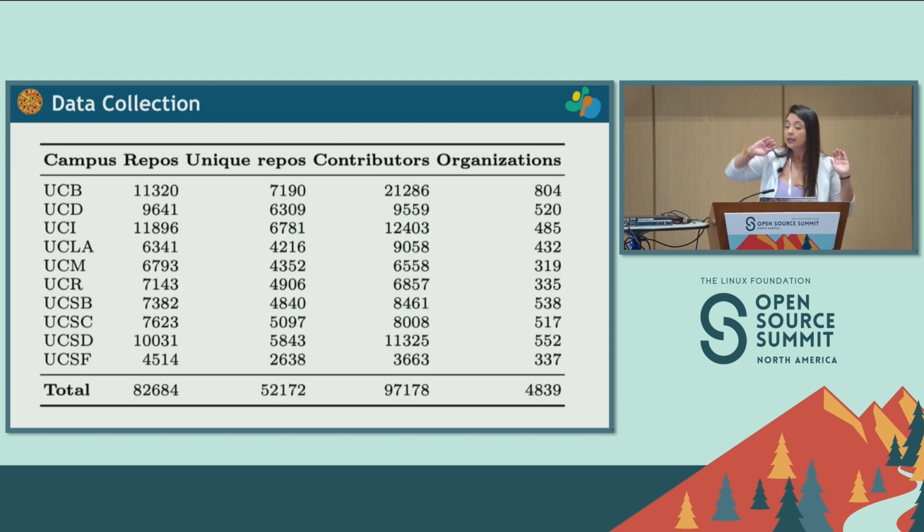So this is the output of what we got. This is a lot of information, but I'm going to focus on two things. So this list represents the total number of repositories that we found for each of the 10 universities of California. In total, we were able to find more than 52,000 repositories. And one of the things that I thought was interesting is that in total, there's only about 4,800 organizations, which means that a lot of them are actually owned by users. And this, of course, makes the problem of associating them with the universities harder.